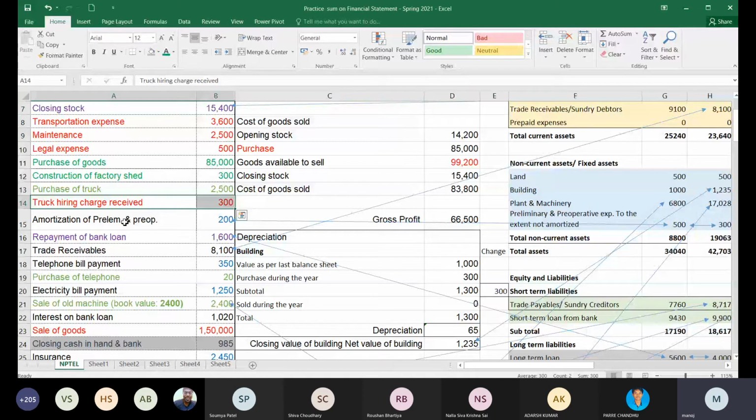Repayment of bank loan is very different. It is neither an expense nor a fixed asset. This is just paid to the bank. It goes from the balance sheet. You don't have to do anything. Trade receivable is a balance sheet item and it is not an expense.